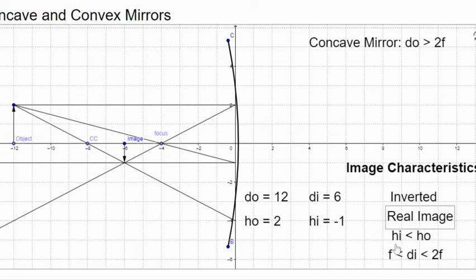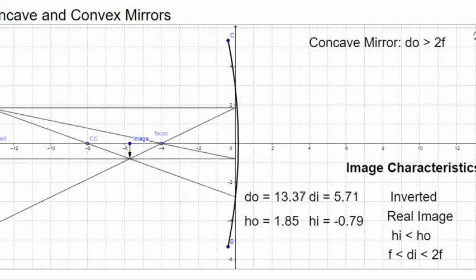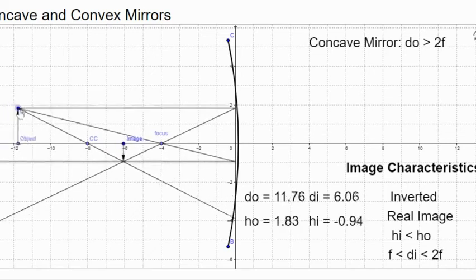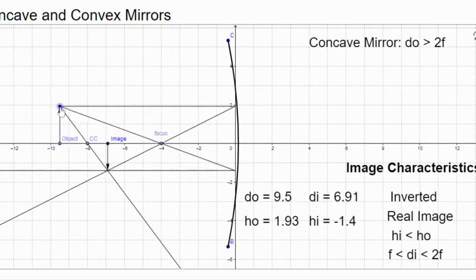We can see that the height of the image is smaller than the height of the object. Like I said before, the image size is smaller than the object size, and that's always going to be true when the object is out past the center of curvature. And also, like I said before, the image is located between the center of curvature and the focal point. As I move the object farther away, the image gets closer to the focal point. As I move the object closer to the center of curvature, the image also gets closer to the center of curvature.